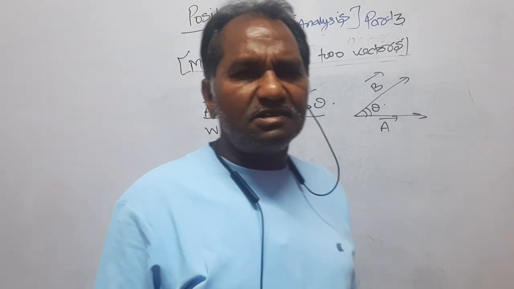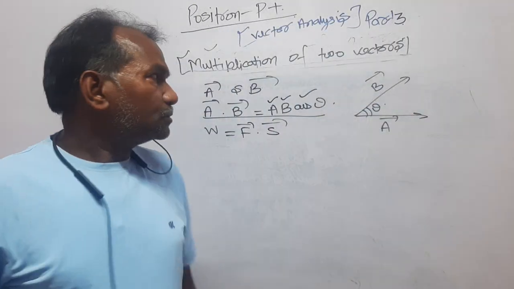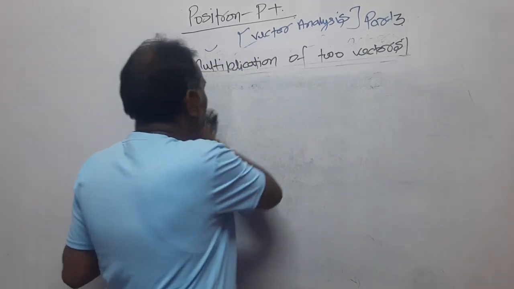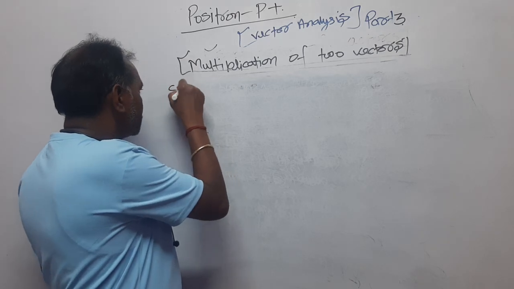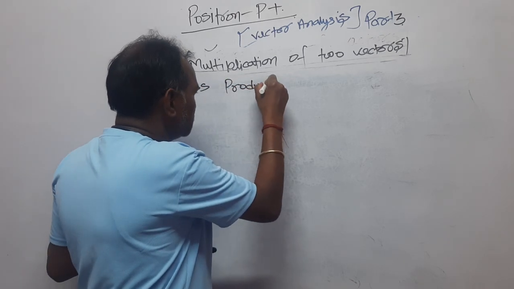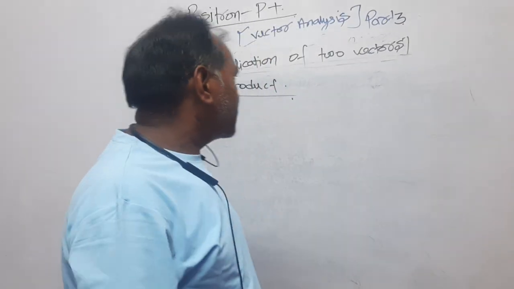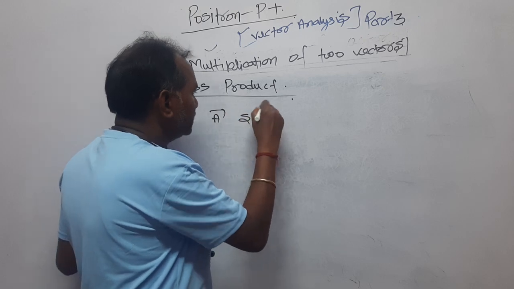But today's topic is not that. In the last video, I discussed all these things with you. Today's topic is a cross product and its properties. Let the two vectors be vector A and vector B, right?